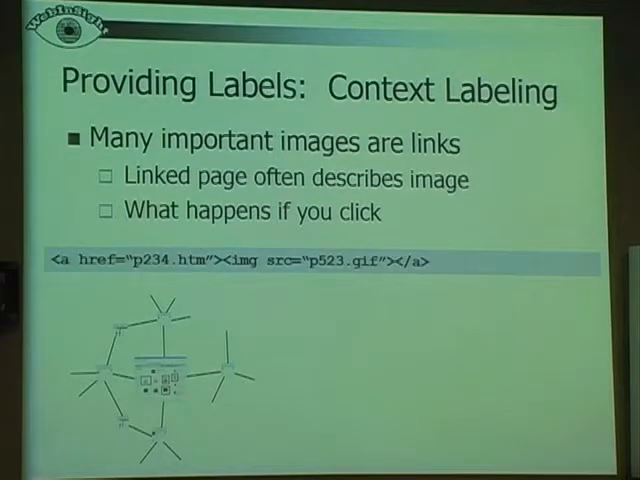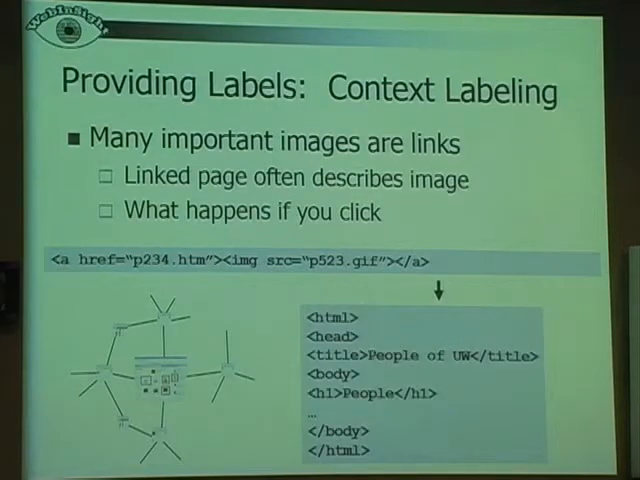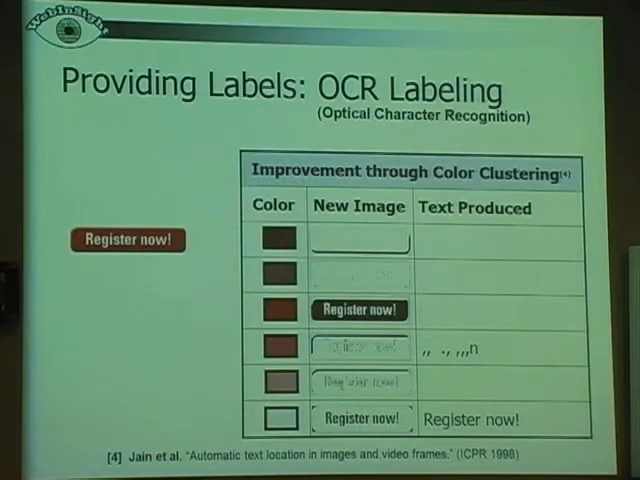So here's an example of an image. It has four images on a page, and if you just follow the links, you get good titles. In this case, a good title for one of these images is People of UW. That turned out to be the title of the page this image went to, and it did not have alternative text. So you can insert that as alternative text in a transformation proxy.